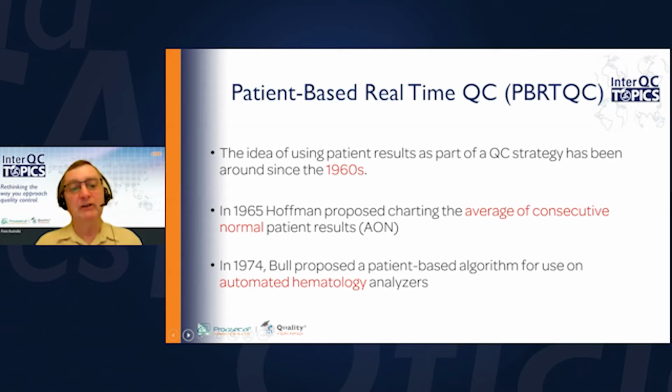And I remember when I started in laboratories in the 70s, we used to do something like this. We used to work out an average for all our patient results at the end of the week, and we just used that as a form of EQA, really. But it became serious in 1965 when Hoffman proposed charting the average of patient normals. They would remove all the abnormal patients and just take an average of the normal values, and that would be used as a form of QC.